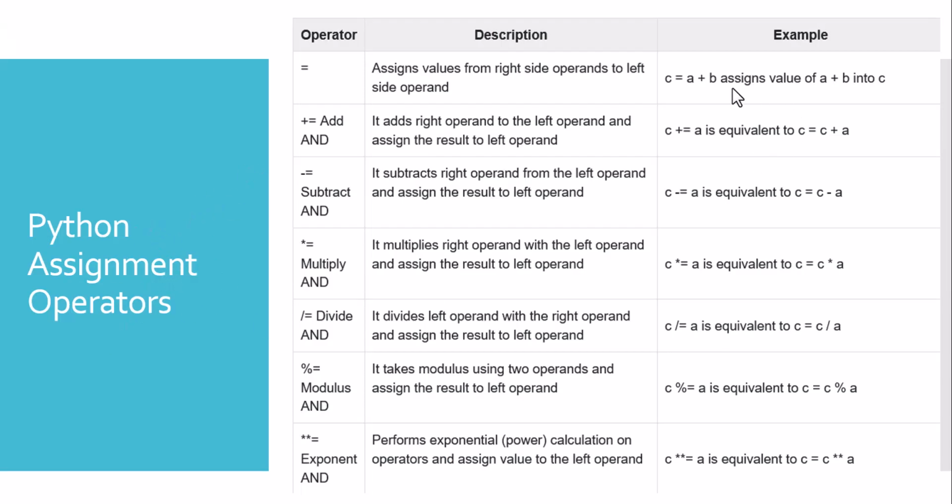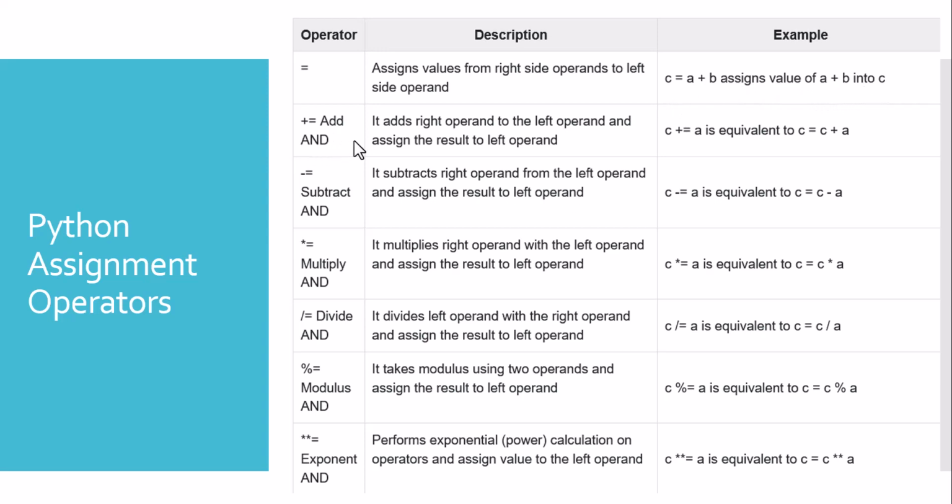Python assignment operators are basically used for assigning values to variables, okay. Like see, the equal operator assigns the value from the right side operand to the left side operand. Basically see, a plus b is an operand and c is also known as an operand, basically a variable also you can say, okay. Then this value is going to be assigned into c, meaning here we assign the value of a plus b into c, okay.